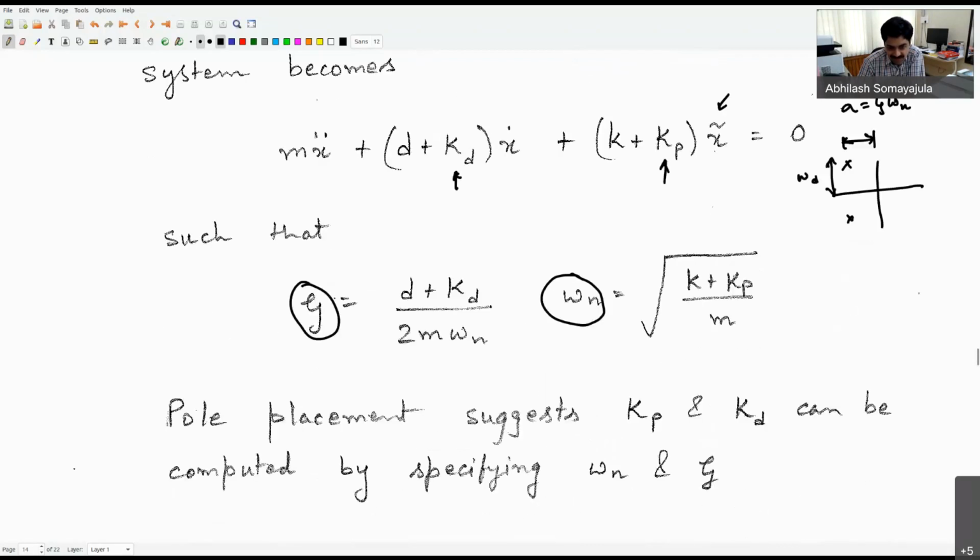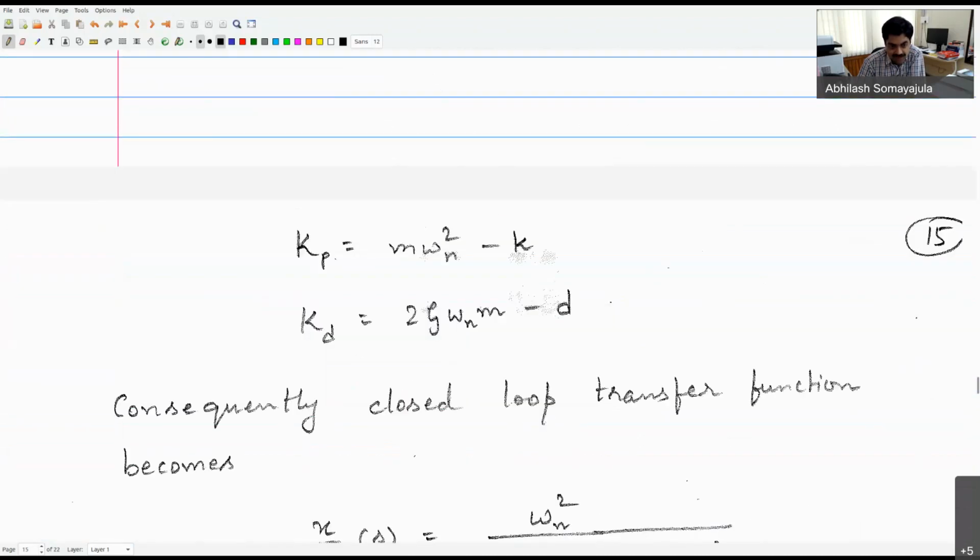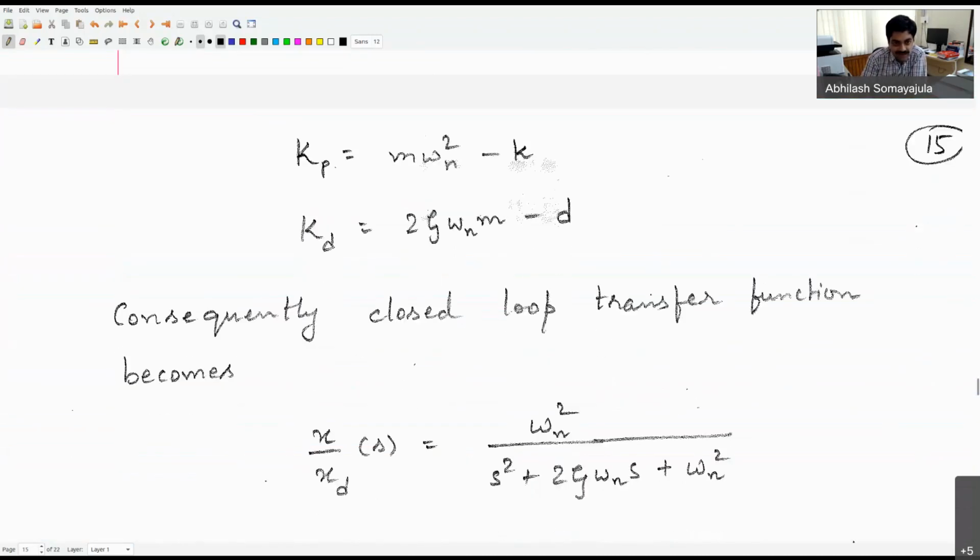So I can rearrange these terms which you see here in order to get my expressions for Kp and Kd. It is easy to see that Kp is m omega n square minus k, and Kd is 2 times zeta times omega n times m minus d. So as long as I know the parameters of the system, the mass, damping, and stiffness, and I know where I want to place my poles, I can choose my controller gains such that the desired behavior can be found out. And this is where it becomes important.